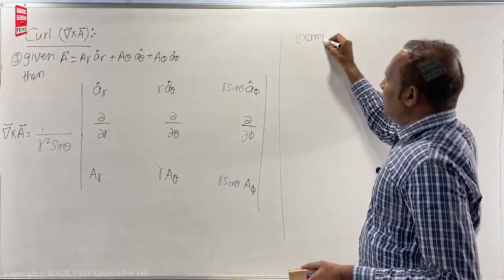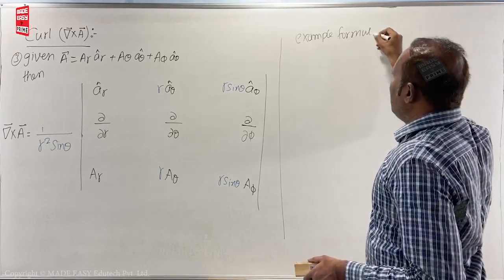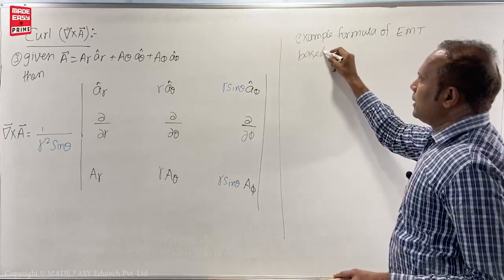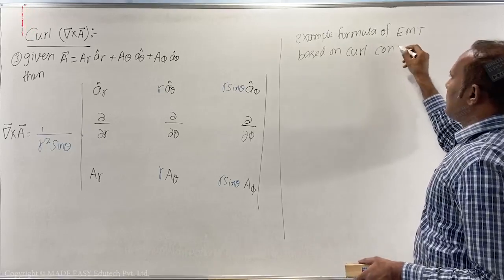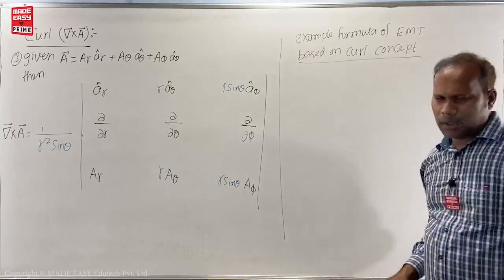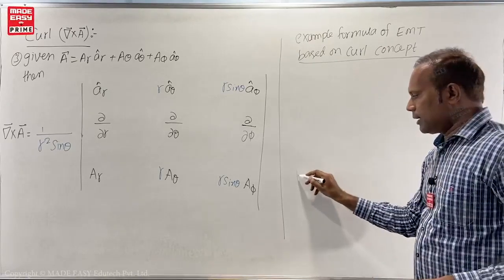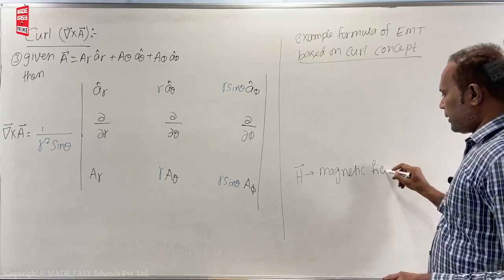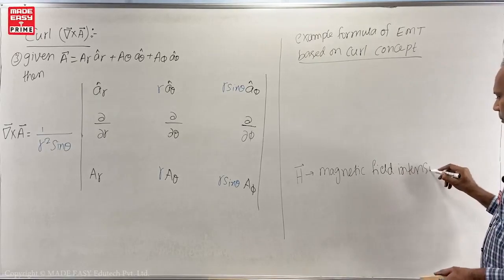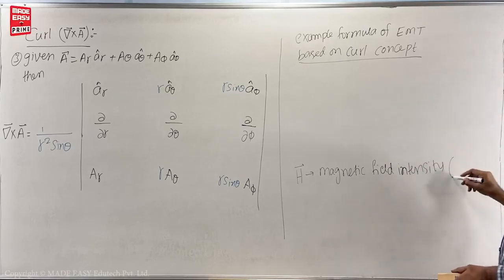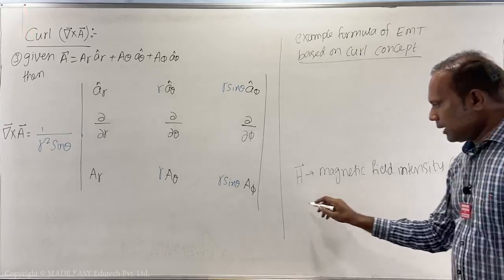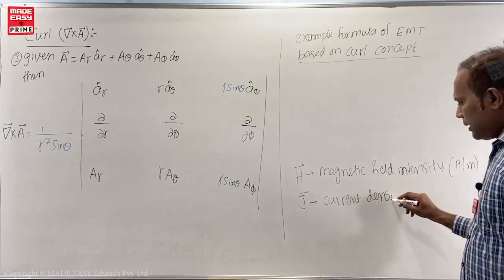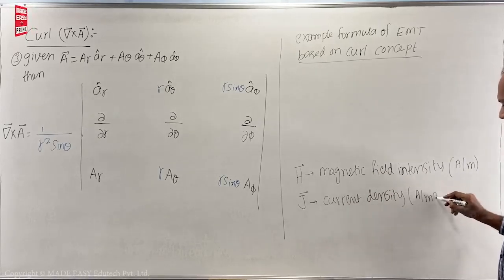Now, what is the example formula of electromagnetic theory based on the curl concept? Based on the curl concept, I told you to remember a few things. What is that? H bar is magnetic field intensity, and the unit is ampere per meter, and J bar is current density. So current density, unit is ampere per meter square.